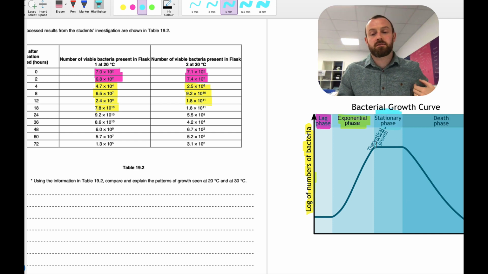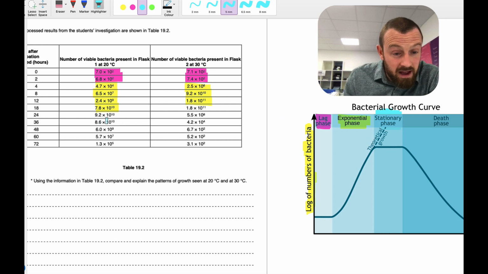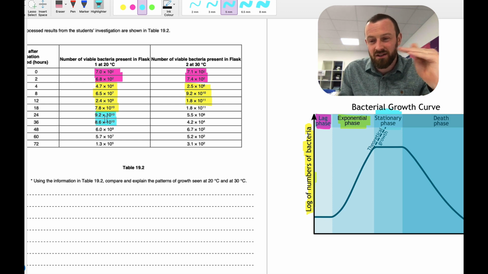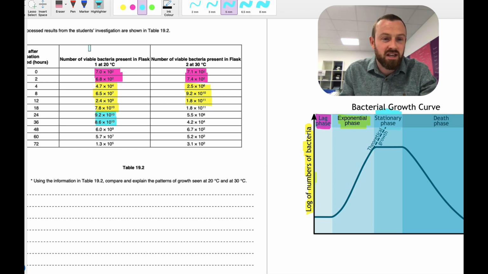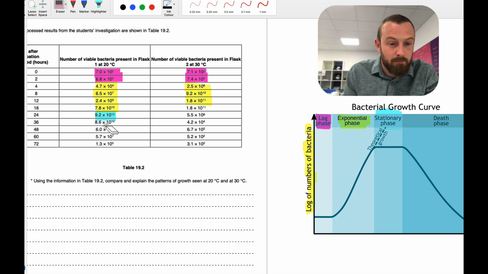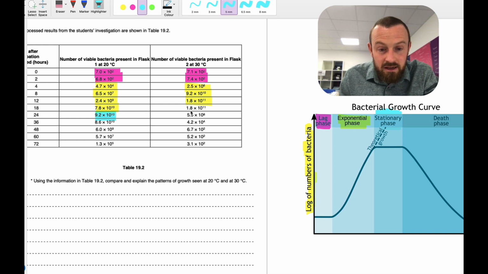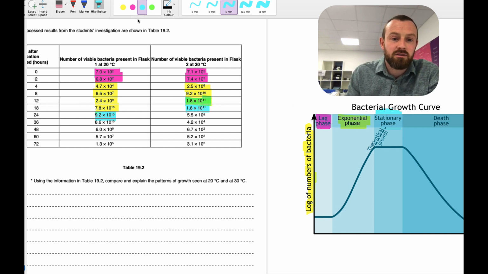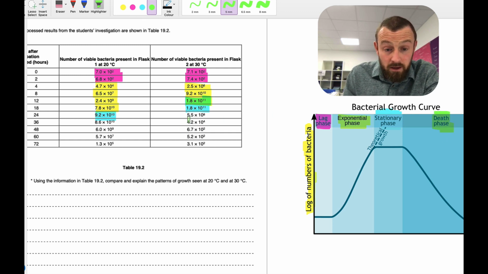Stationary phase is just when it's peaking. I would maybe say that stationary phase is about there. It's starting to decline, isn't it, really? So it's kind of stationary / death phase there. Let's just say that the stationary phase is at the max point there. Stationary phase here, the max point is there. At 12 and 18 hours, it's at stationary phase. And then we're getting into death phase. Let's make death phase green. Death phase is when the numbers are dropping, so death phase is here and over here.